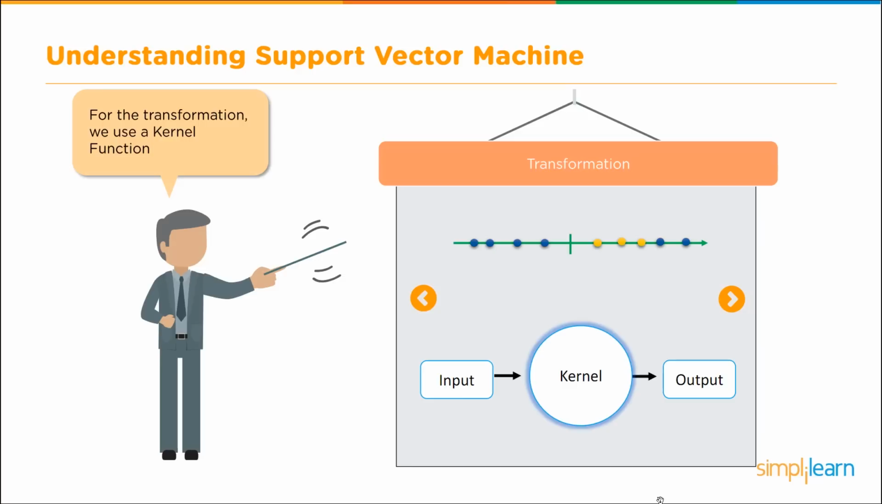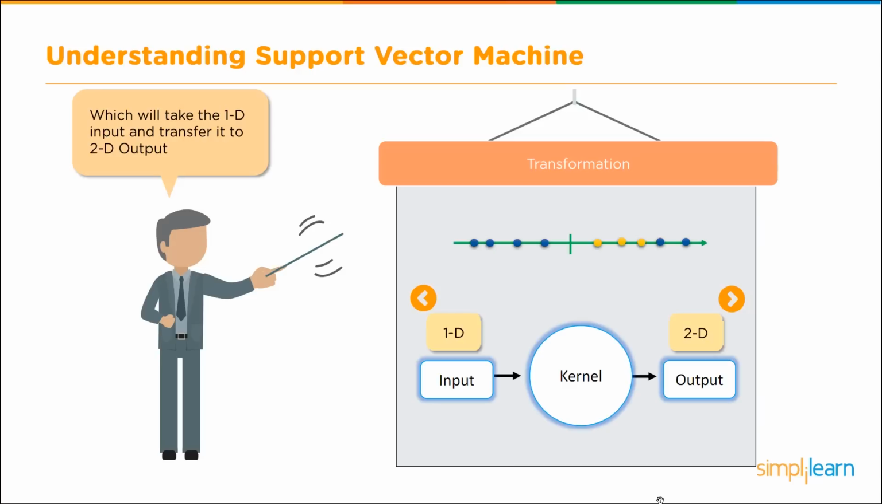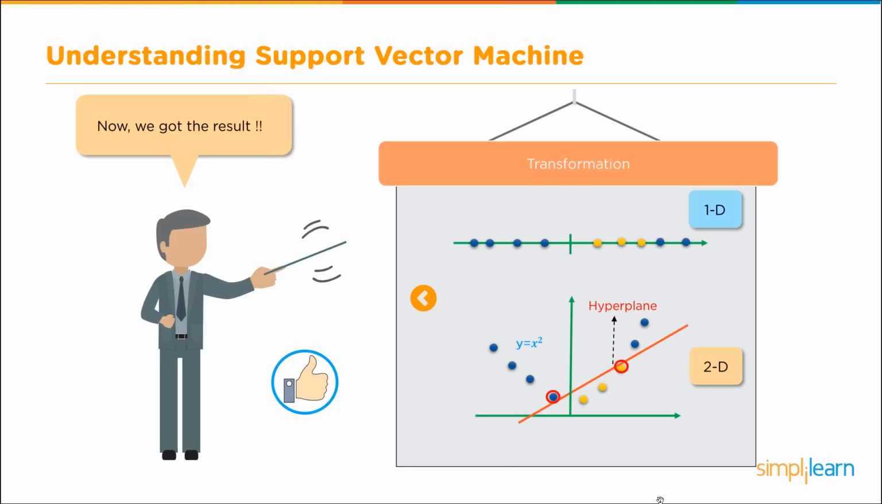And for the transformation, we use what's called a kernel function. The kernel function will take the 1D input and transfer it to a 2-dimensional output. As you can see in this picture here, the 1D when transferred to a 2-dimensional makes it very easy to draw a line between the two data sets.